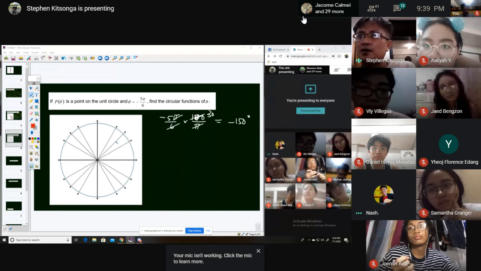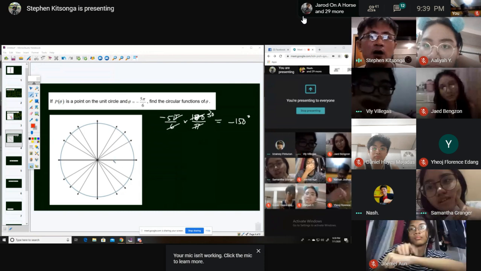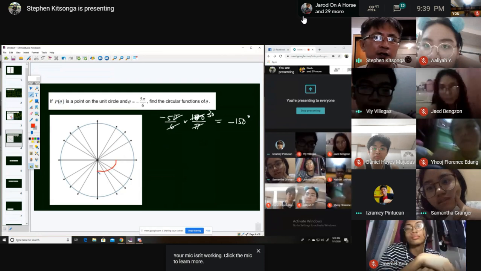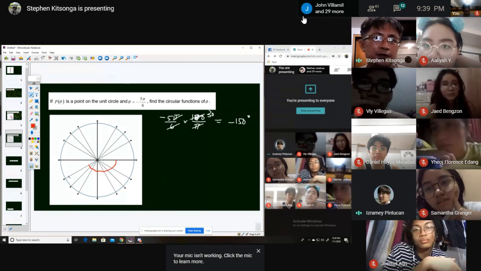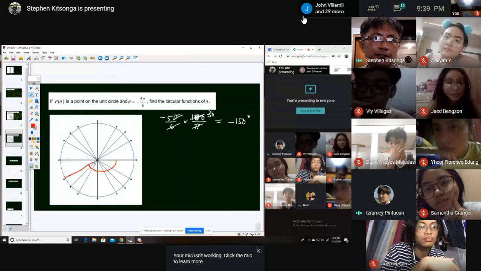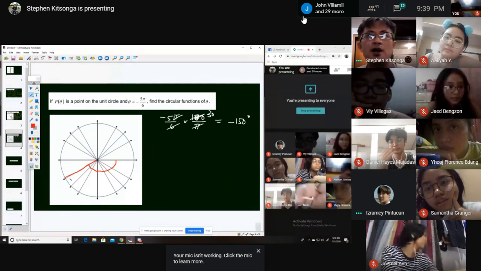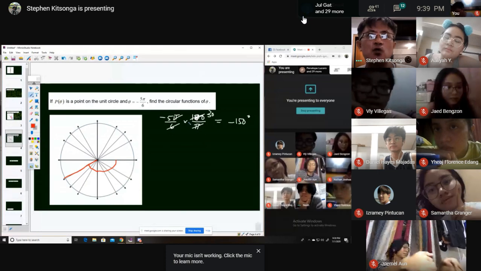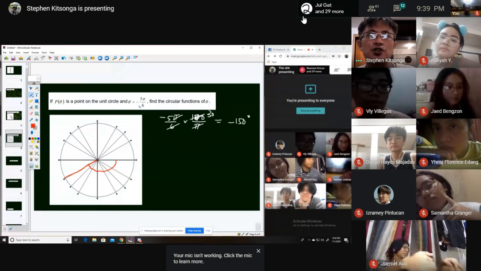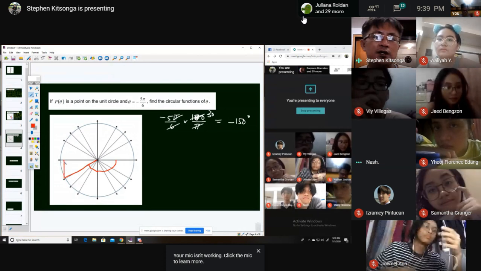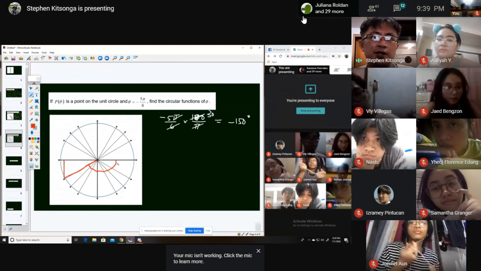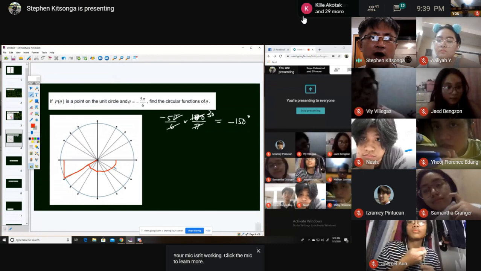If it's negative, dapat clockwise. So, clockwise. 90, 30, ayun, 150 yan. So meaning, hindi ko na kukunin yung co-terminal niya, no? Because I already have this located on my unit circle. I know that this is 150, 60 to, sumobra sa 90, kaya 30 to.